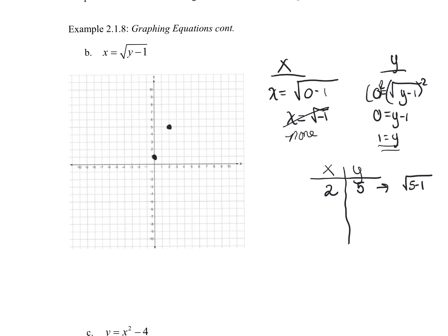Something else I can square root is 9. So that means I need y to be 10 because I need to subtract 1. 10 minus 1 is 9. Square root of 9 is 3. So at 10, I'm at 3. And so I have this graph like that. One more.